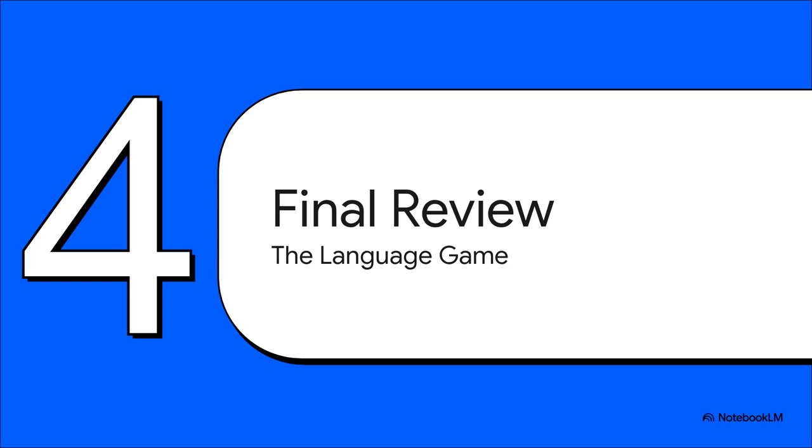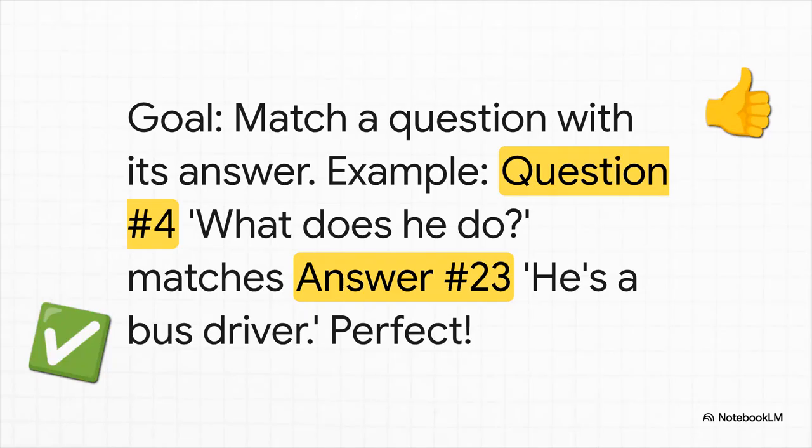All right, let's wrap up our review with one last activity from page 58. It's called the language game, and it's a great way to test your memory by matching up questions with their perfect answers. Here's how you play. It's basically a memory game. You choose 2 numbers from the grid on the page. Maybe one number is a question, and the other is an answer. You're trying to find a pair that fits together.